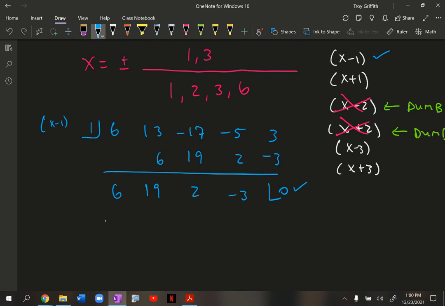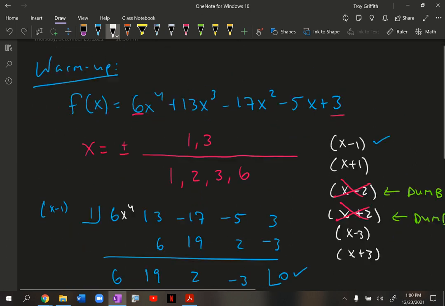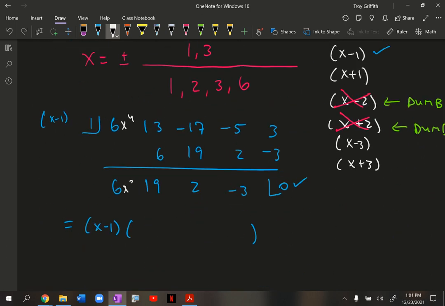So let's collect our thoughts here. Let's see where we're at. So we got x minus 1. Okay, and then we got this remaining answer here. So let's think about this. Remember, this was an x to the fourth, I believe, which means we're going down in power here to an x cubed.